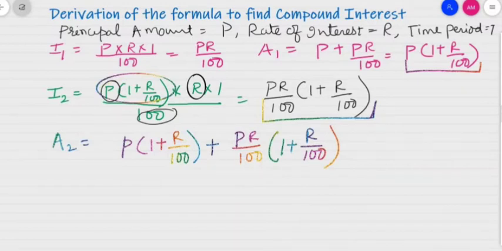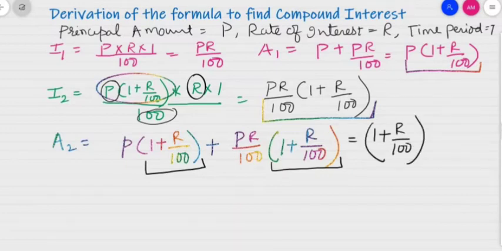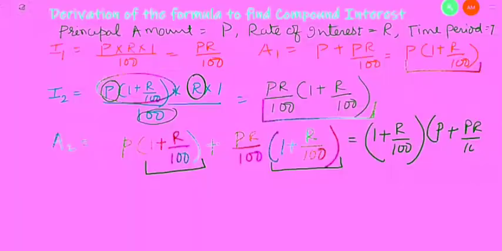So see, into 1 plus R by 100 is the principal plus the interest after the second year, PR by 100 into 1 plus R by 100. So I have taken this. So amount for the second year is P into 1 plus R by 100 plus PR by 100 into 1 plus R by 100. Now children, you can see that here 1 plus R by 100 and again here 1 plus R by 100 can be taken out as common. If you take out 1 plus R by 100 as common, what is left? Here P and here PR by 100. So P plus PR by 100 is left.